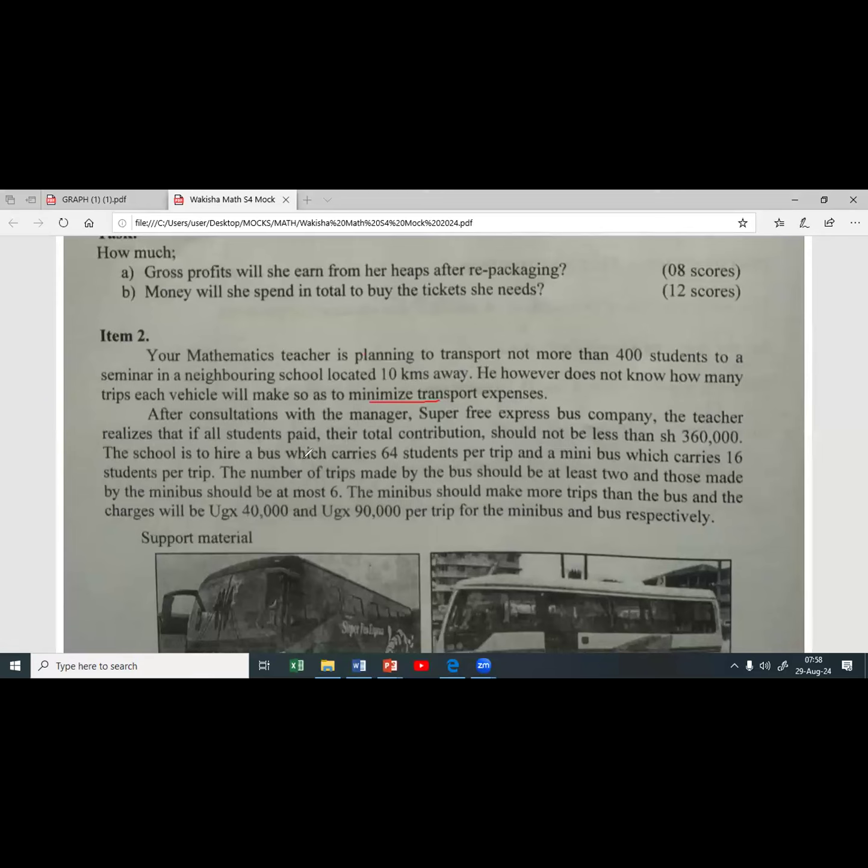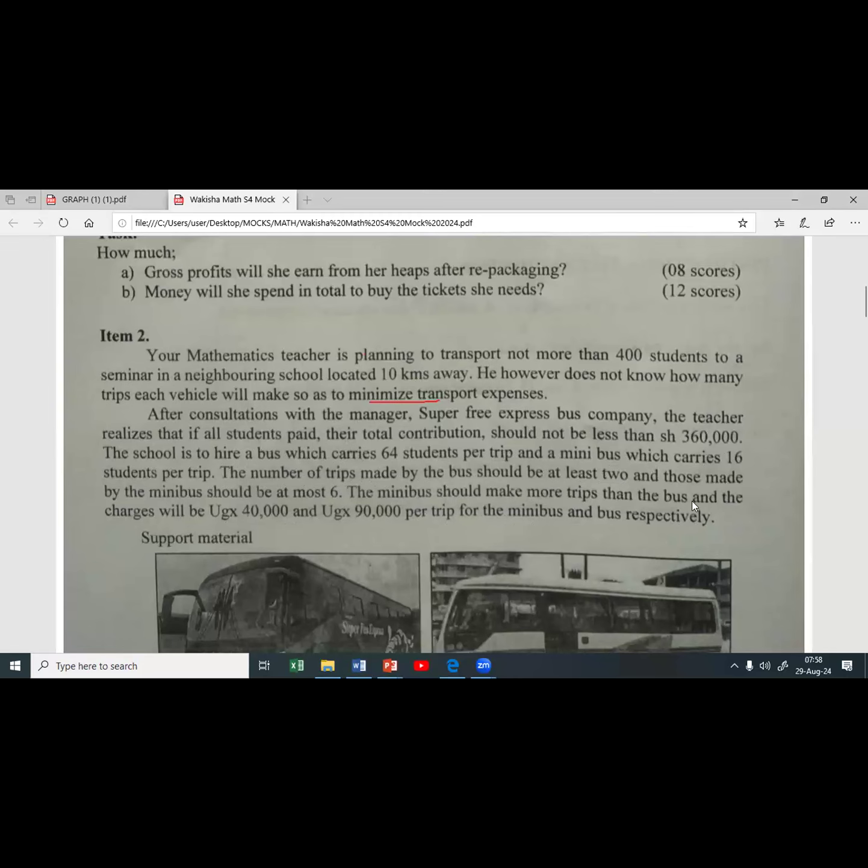The school is also to hire a bus which carries 64 students per trip and a minibus which carries 16 students per trip. The number of trips made by the bus should be at least 2, and those made by the minibus should be at most 6. The minibus should make more trips than the bus, and the charges will be this and this per trip of the minibus and the bus respectively.